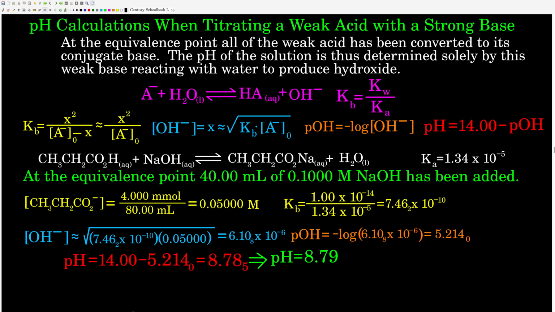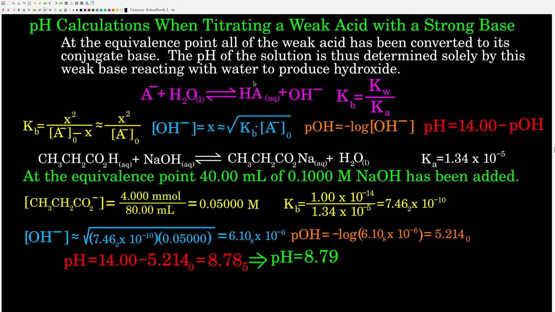So what's happening here, guys, is at the equivalence point, remember we've added exactly enough of the base to use up all of the weak acid. So all the weak acid is gone. It's all been converted into its conjugate base. So what we have in that solution is a weak base, which means that the equilibrium that determines the pH will be that weak base reacting with water, doing its equilibrium to make the conjugate acid and hydroxide. The hydroxide is what affects the pH.